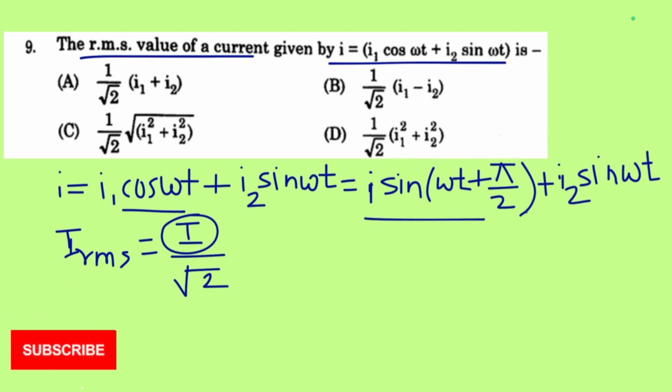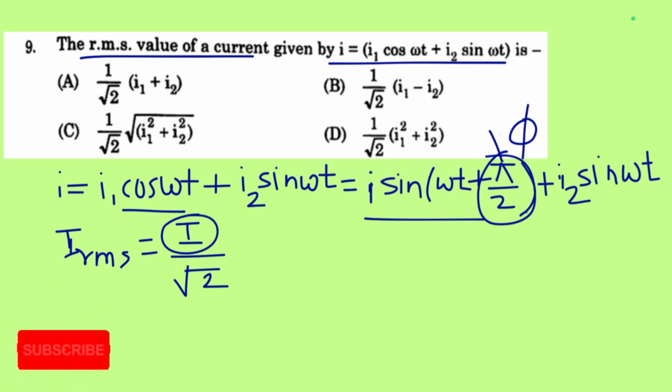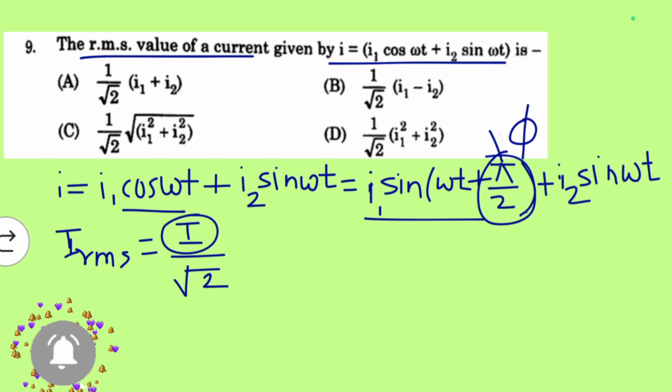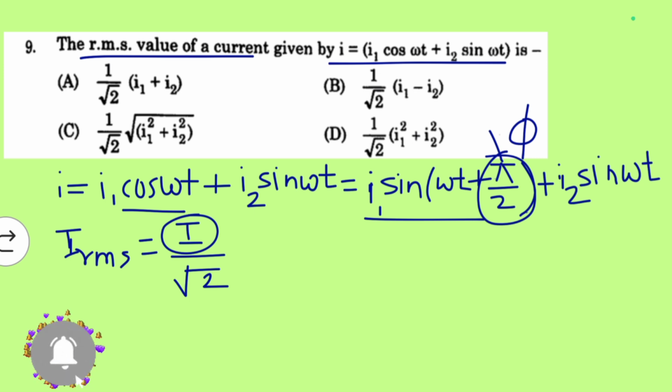Now in this component, what is that pi by 2? It is an extra term, the phase angle phi between the two components I1 and I2. So this pi by 2 is the phase angle between I1 and I2.